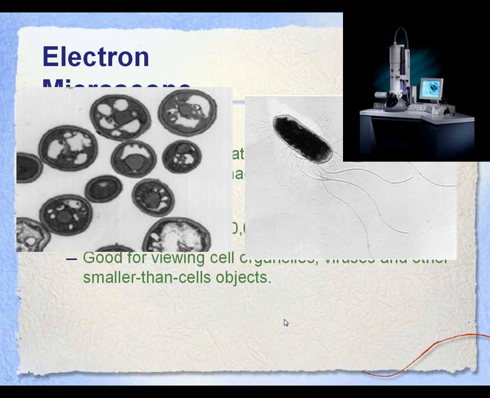One thing that you also need to know about the electron microscope, in order to use it, the specimen must be dead. There is no way to look at a live E. coli bacteria with an electron microscope. This idea of shooting the electrons through it means that it is most certainly dead.